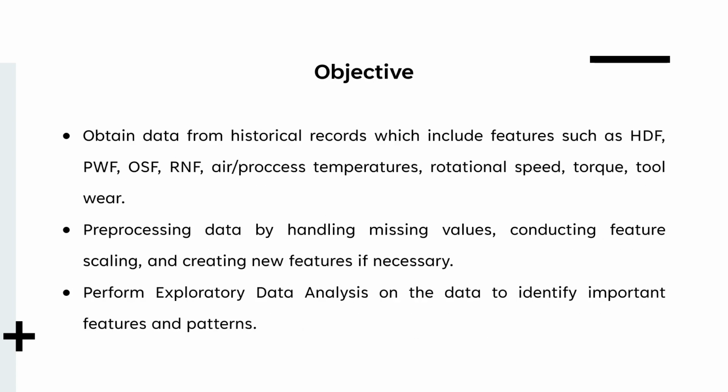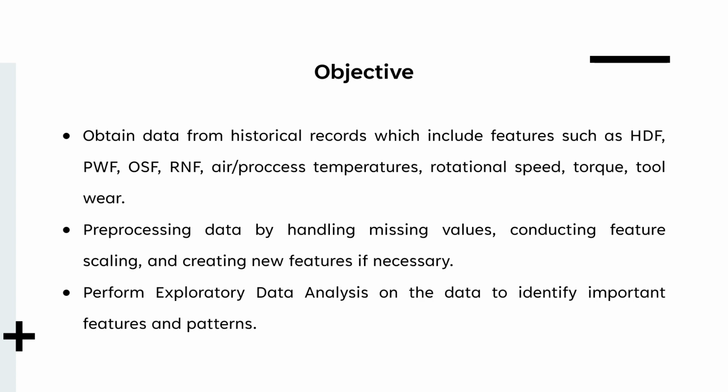The objectives of this project are to obtain historical records which include features such as heat dissipation failure, power failure, overstrain failure, tandem failures, the temperatures, rotational speed, torque, and tool wear of the machine. Then we'll pre-process the data by handling missing values, conducting feature scaling, and creating new features if necessary.